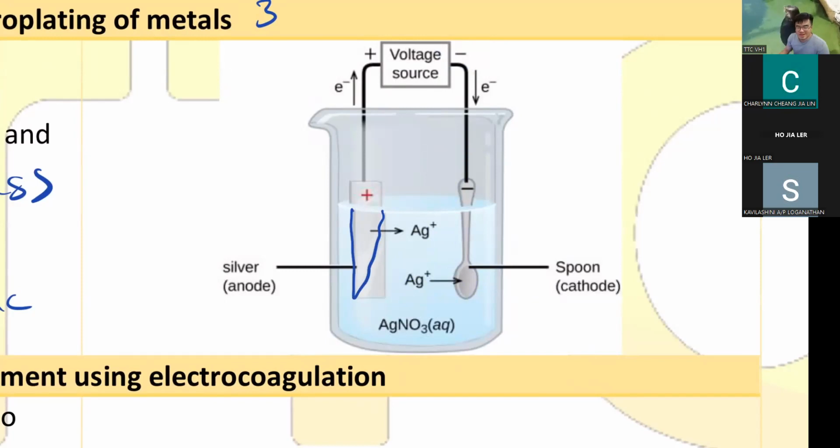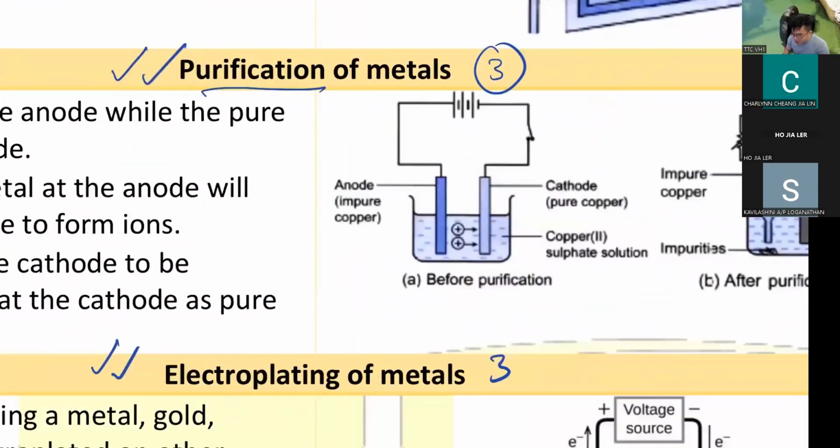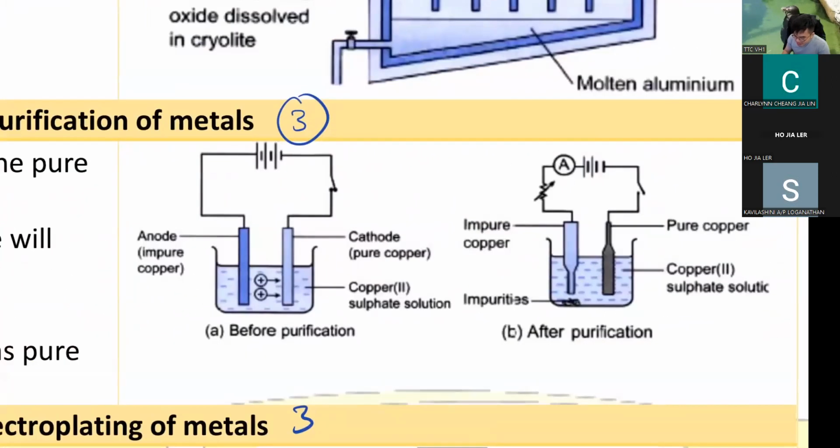Understand all? So you see, situation 1, 2, 3, 3 is the most useful. And number 3, we can also use it for purification. What is purification? Let's say you have a piece of metal that is 80% copper. You want to just extract the copper and get rid of the 20% of impurities.